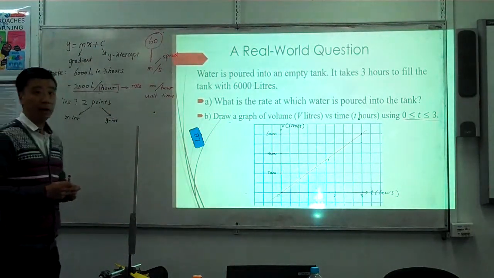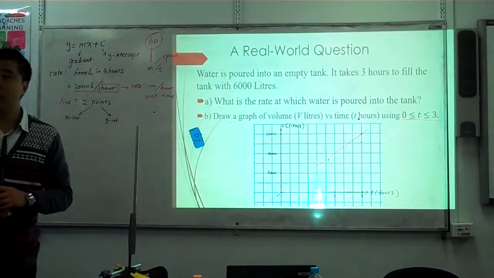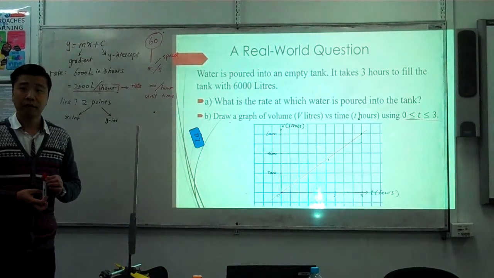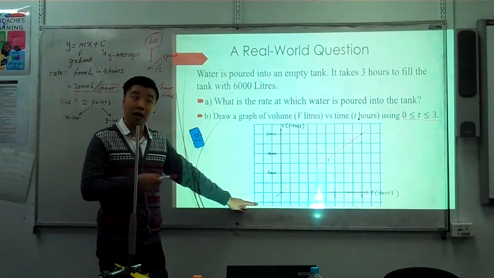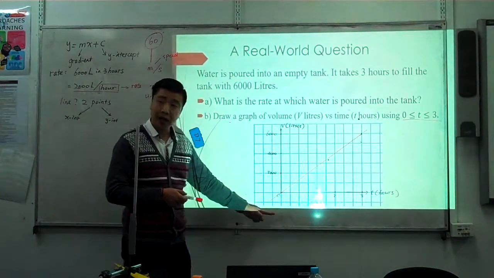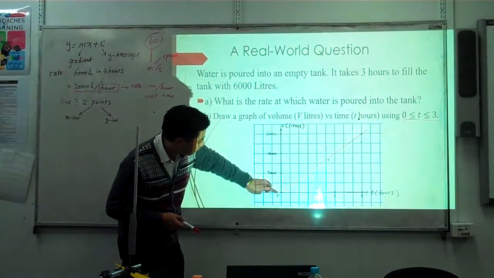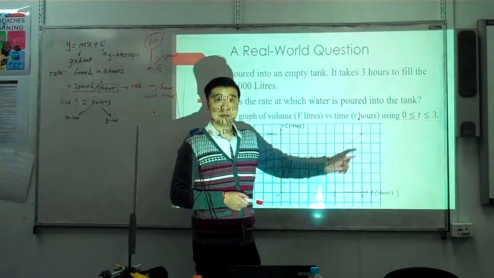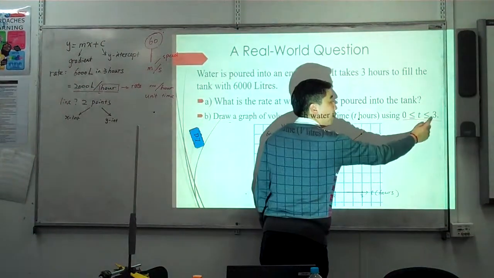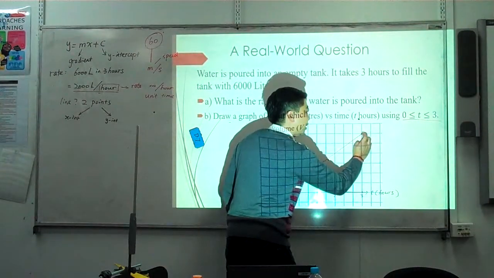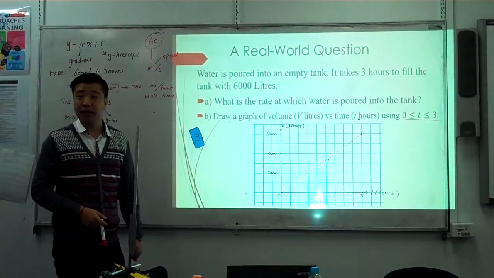Is my drawing correct? No. Why is it not correct? Can I go over to the negative? No, right? Because time cannot be negative and the volume cannot be negative. So this part is not correct. How about this part? It's all over because you only draw less than 3 hours. So we don't need this part. Okay, now this is called a line segment.